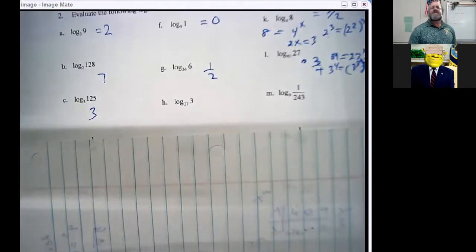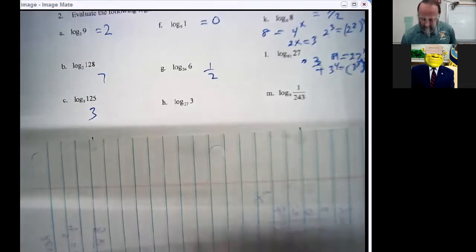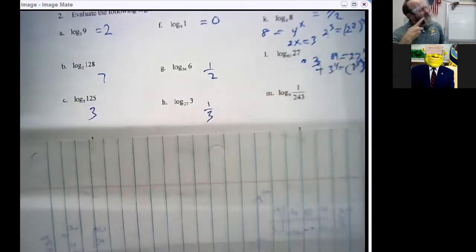27 to some power is 3? Any ideas? A third, yeah. The cube root of 27 would be 3, that's good. Now we got into something kind of weird.